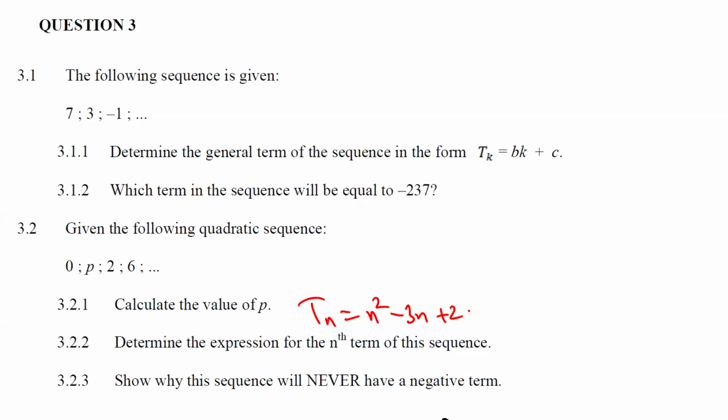So I might be wrong, but I think we try and figure out the sum to infinity. Obviously, the sum to infinity we do for the geometric patterns. But now, to show why this sequence will never have a negative term, because this one is quadratic, we must deal with the minimum value. This is like a parabola that has a minimum vertex.